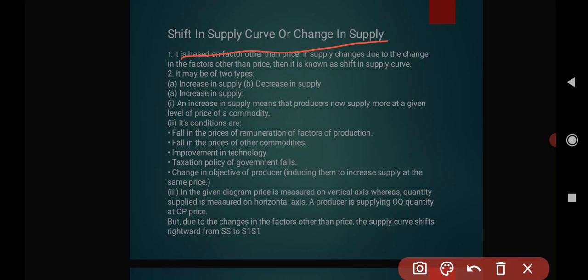And here I would like to point out this is a very important concept because there are 4 questions on it. First question is write the difference between change in supply and change in quantity supplied. The other is write the difference between movement in supply curve and shift in supply curve. The third question is write the difference between increase in supply and extension in supply. The fourth question is write the difference between decrease in supply and contraction in supply. So this is a very important concept and you have to show it diagrammatically also.